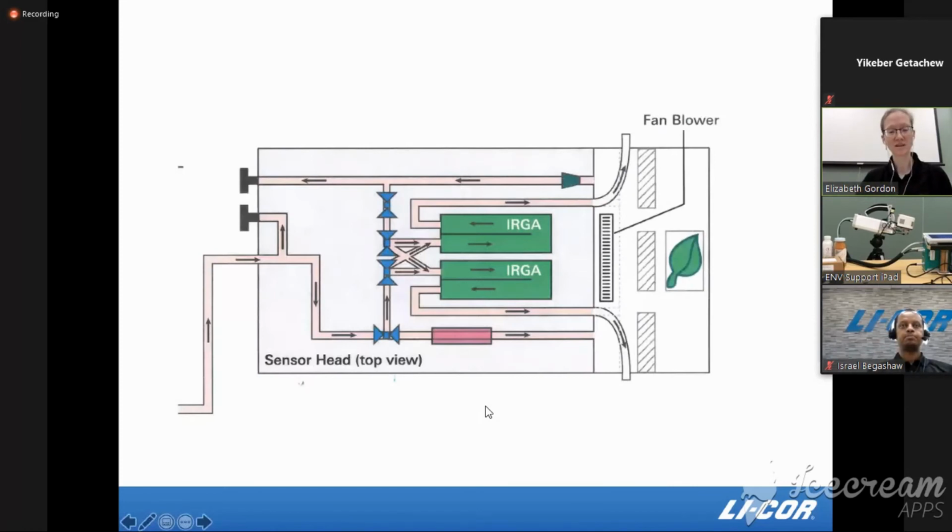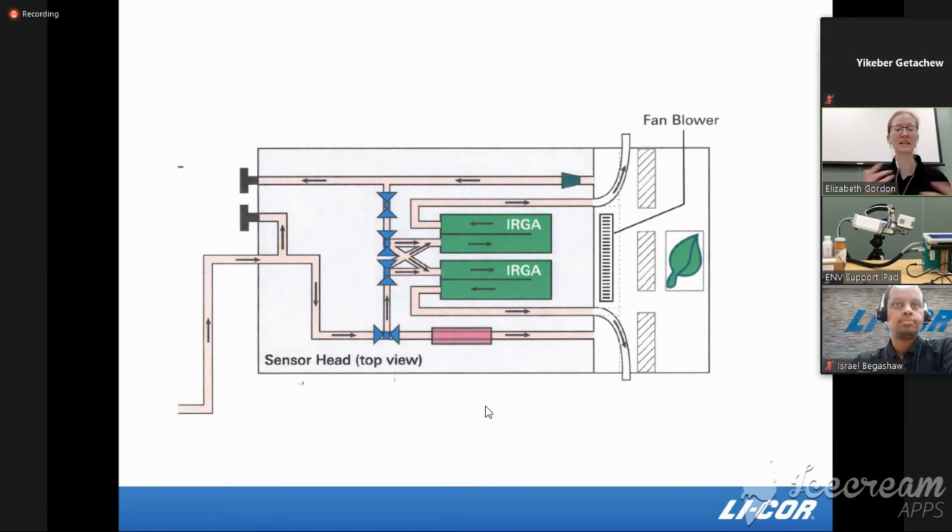When we go to the sensor head, we have this view. We have the leaf over here. We have a mixing fan, which we'll talk about shortly. And then we have our two analyzers, our two IRGAs. We also have a series of bow tie valves here, and this allows us to send all the air to one of the analyzers or the other, or usually we mix them. So we want to have air going to both analyzers so we can measure them, but we might change the proportion of how much goes to one versus the other.